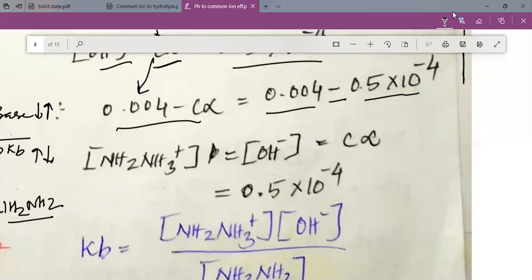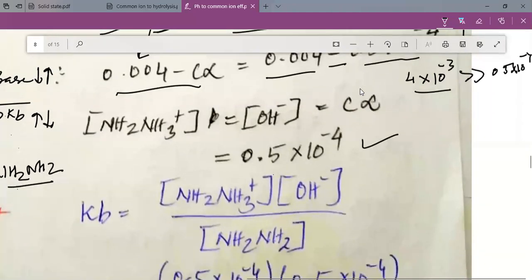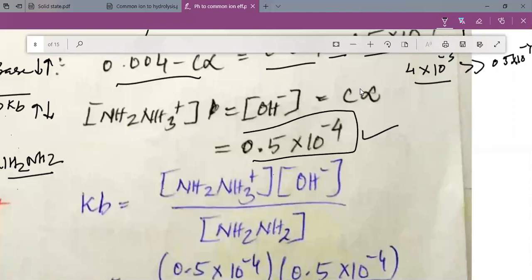So by doing this calculation, now if you look into this, 0.04 is nothing but 4 into 10 to the power minus 3, and here it is 0.5 into 10 to the power minus 4. So approximately, my dear students, we can say that this value is quite greater than 0.5 into 10 to the power minus 4. So when you do this subtraction, we finally find out it is approximately equal to 0.5 into 10 to the power minus 4, the concentration of NH3 plus also.